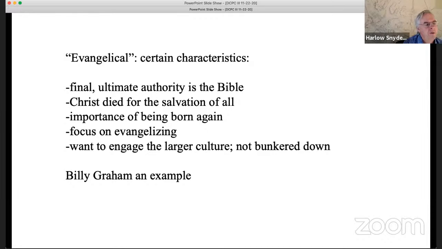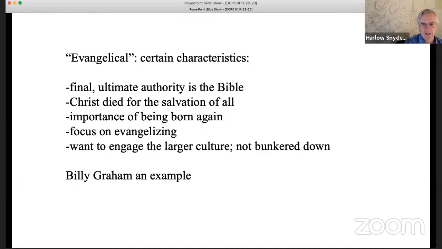Evangelicals believe that Christ died for all, that his death is efficacious for the salvation of all. They emphasize the importance of being born again. That's a fundamental rhetorical trope in evangelical religion. There is a focus on evangelizing, on taking this message to the larger society, and evangelicals in general want to engage the larger culture. They're not bunkered down in their own closed off society. There is some sense in which they want to reach out. And Billy Graham would be a pretty good example of an evangelical.